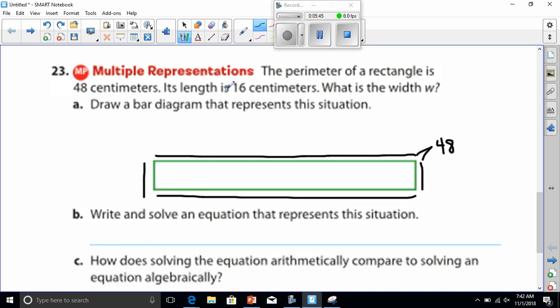It says the length is 16 centimeters. Well, that means this top part here, the length, is 16 centimeters, which means the bottom is 16 centimeters. And they want us to find the width. Draw a bar diagram that represents the situation. Let's see, if I was to go ahead and do this, I'd have to realize that 48 is on one side, because all of it has to equal 48. And over here we'd have 16.